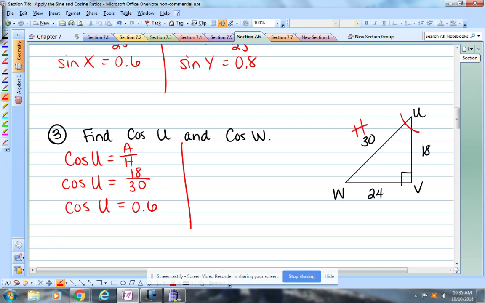All right, we're going to do the same thing, this time for angle W. And that's going to be adjacent over hypotenuse as well. So what's the length of the leg that's adjacent to angle W? Yeah, it's touching 24. And the hypotenuse of the whole triangle is 30. And so you type in 24 over 30, and it is 0.8. So any questions on cosine?